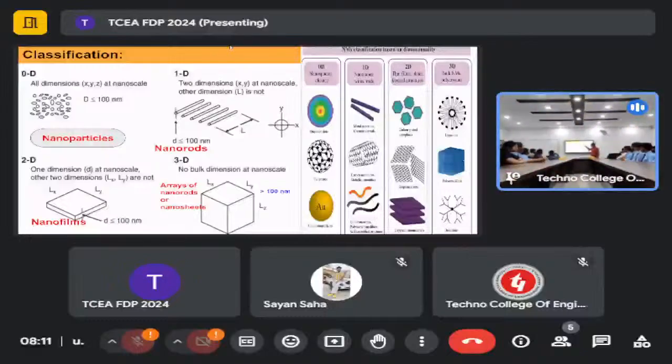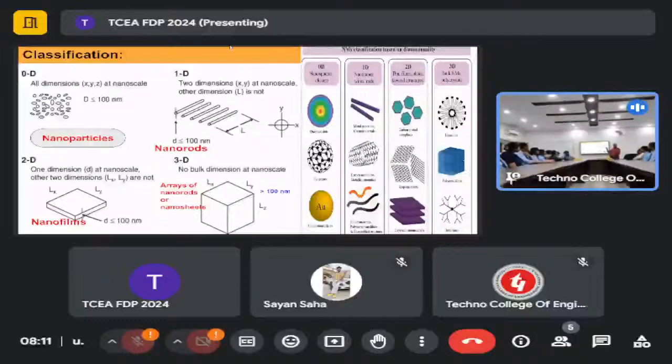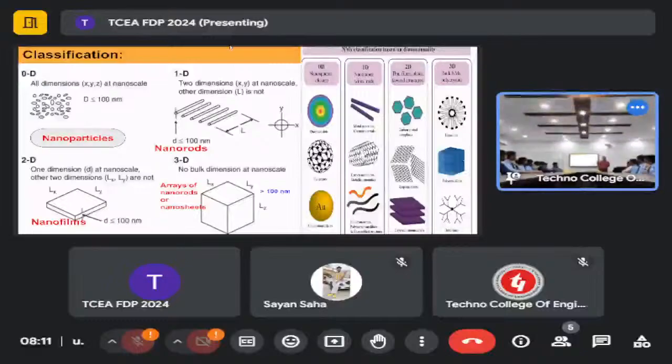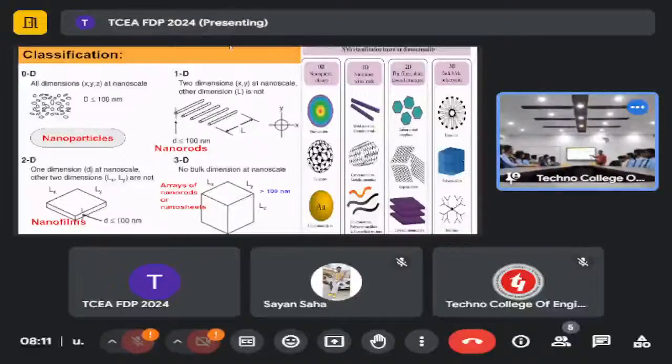If we reduce the size in two axes, suppose y and z-axis, keeping the x-axis elongated, then we can have a one-dimensional nanomaterial. One-dimensional means it is a rod. Two-dimensionally confined, it is a thin sheet, and three-dimensionally confined means we have a spherical nanoparticle, and there may be spikes of nanorods emerging from that spherical nanoparticle. That is called three-dimensionally confined.